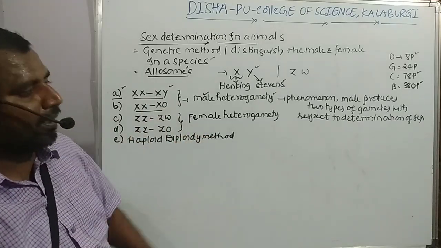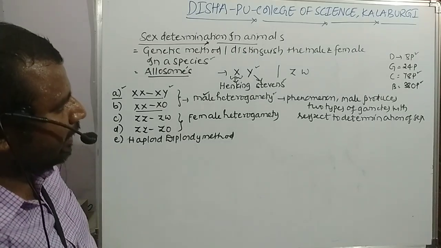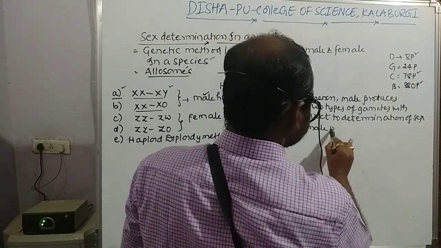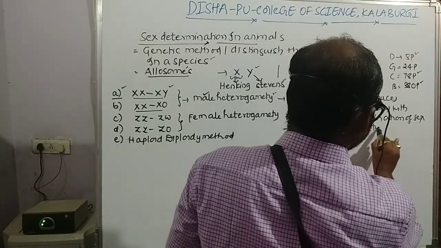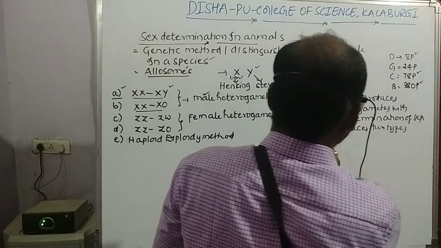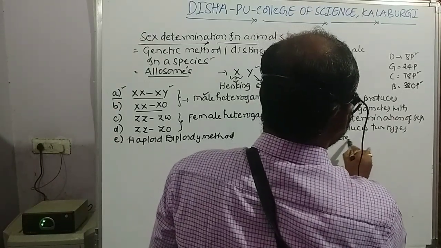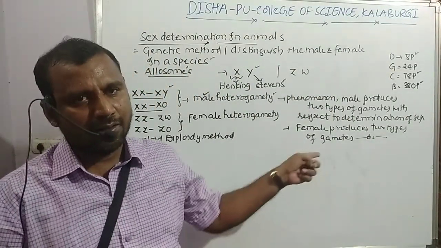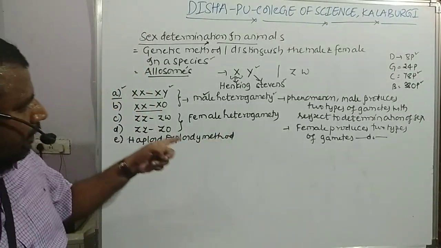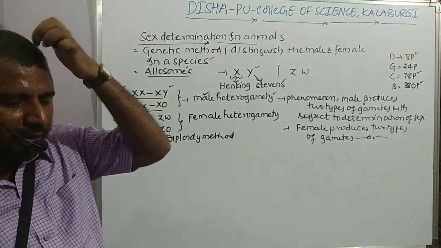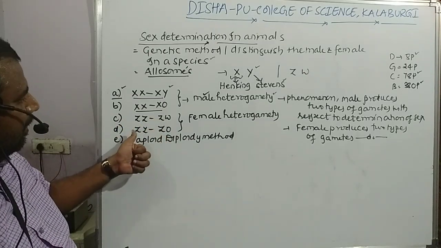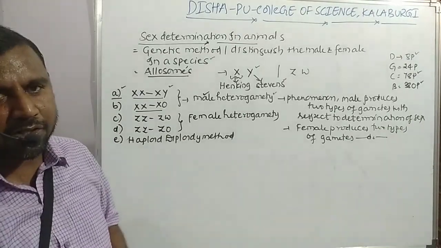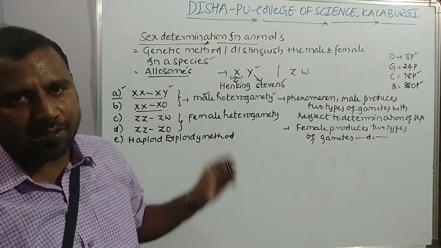Next is the female heterogametic condition. It is a phenomenon in which a female produces two types of gametes with respect to the determination of sex. It is called female heterogamety. In female heterogamety, we have ZZ-ZW type and ZZ-ZO type. Next, the haploid-diploidy method is a special case of genetic method that I will discuss after this.